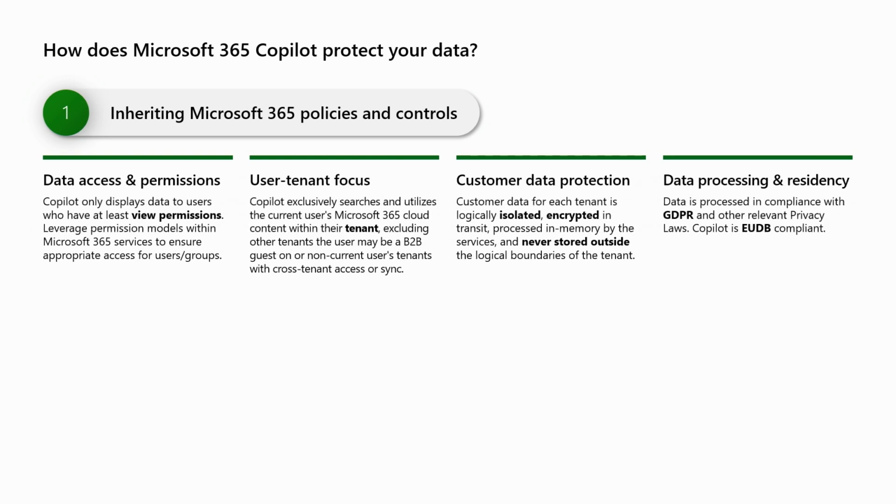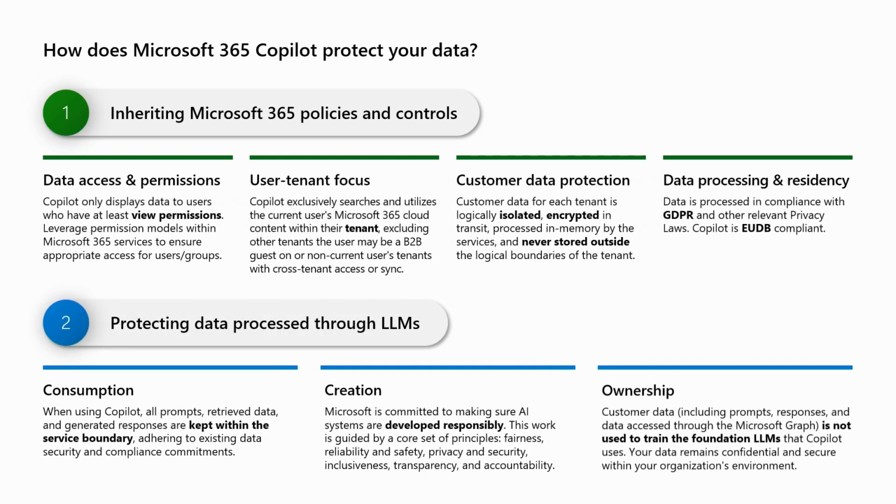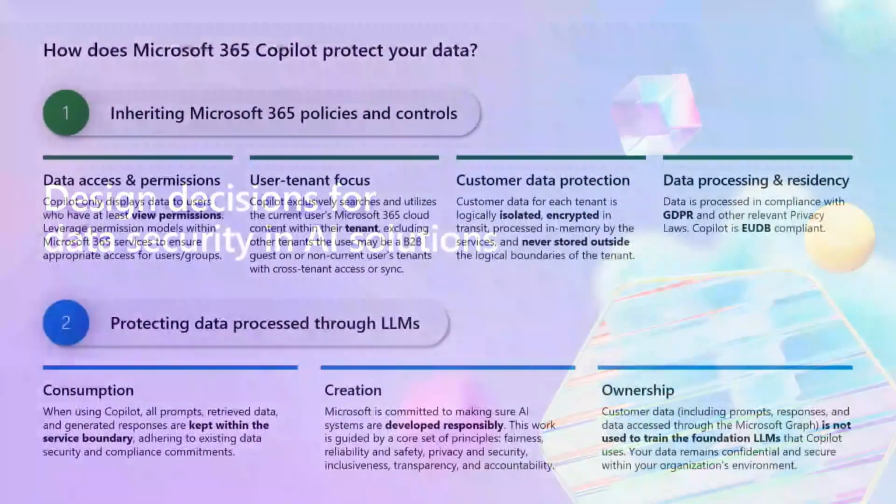User tenant focus. Copilot will exclusively search and use the data that is only in the Microsoft 365 tenant where that user is. If you have a business to business or business to consumer type of relationship, we are not going to cross those boundaries to leverage that data across Microsoft 365 tenants. Customer data for each tenant is isolated, encrypted in transit, encrypted in memory, and never stored outside the logical boundaries of the tenant. Finally, your data resides in compliance with GDPR or the EU Data Boundary or any of these other compliance standards. So your data sits in that data center where it is.